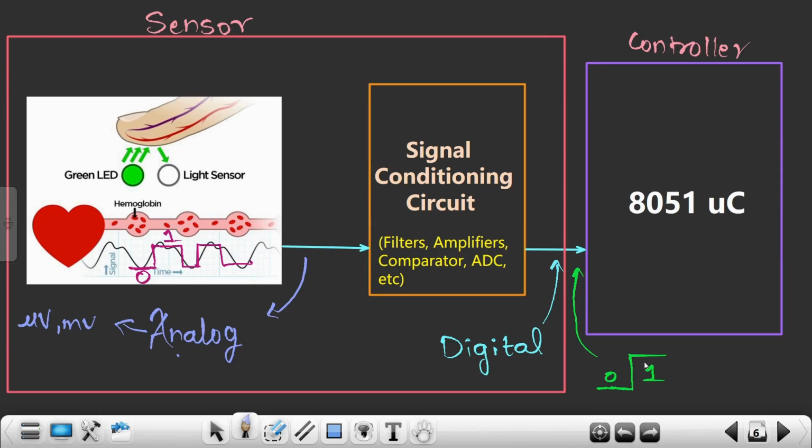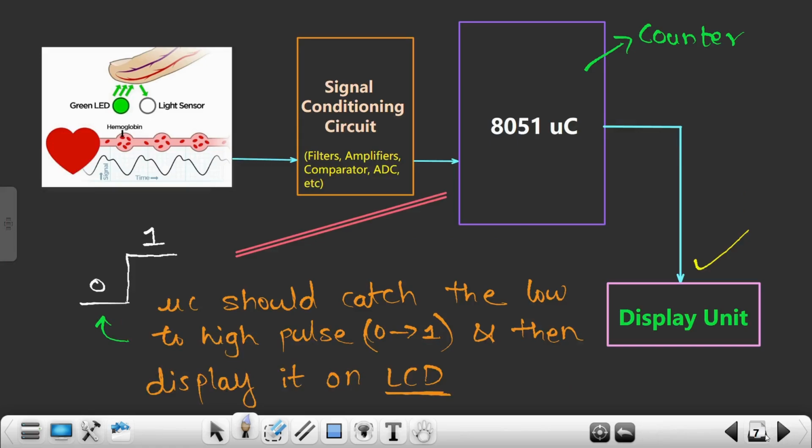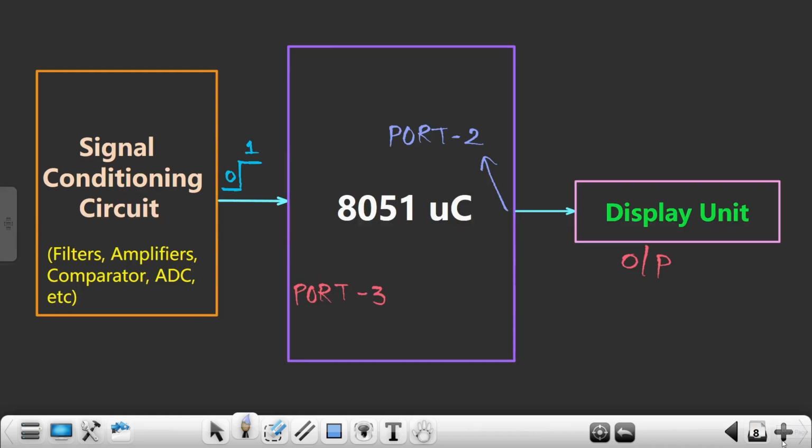That means we need to count the events, the events in which the pulse is transferred from 0 to 1. We need to count this for around 1 minute. We should catch the low to high pulse, I forgot to write over here, for 1 minute or 60 seconds. At the same time we have to display it on our display unit, that is our LCD. For that purpose, my input would be port 3 and my output would be port 2.